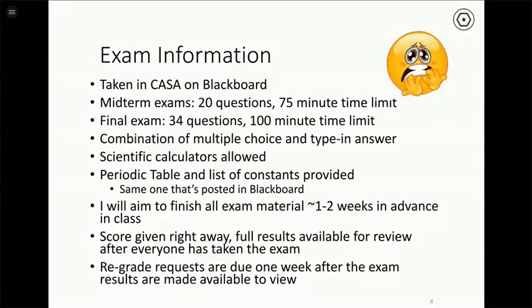As I said, you're allowed to use a scientific calculator, and you'll always be provided with a periodic table and a list of physical constants. It's the one that's posted in Blackboard in one of those folders, miscellaneous information or whatever it's called. So it's there if you want to take a look at it and get used to using it and the information that's on it. It'll be the same one you get for every single exam. We don't update that document at all.